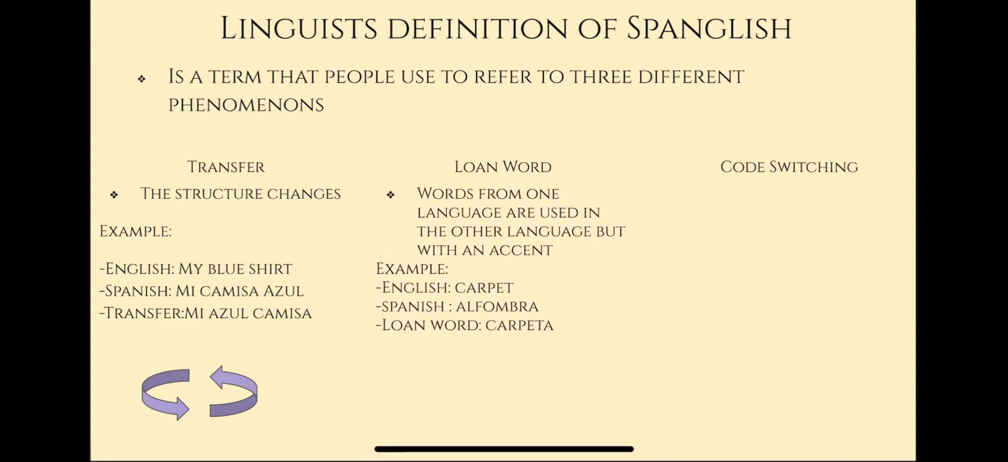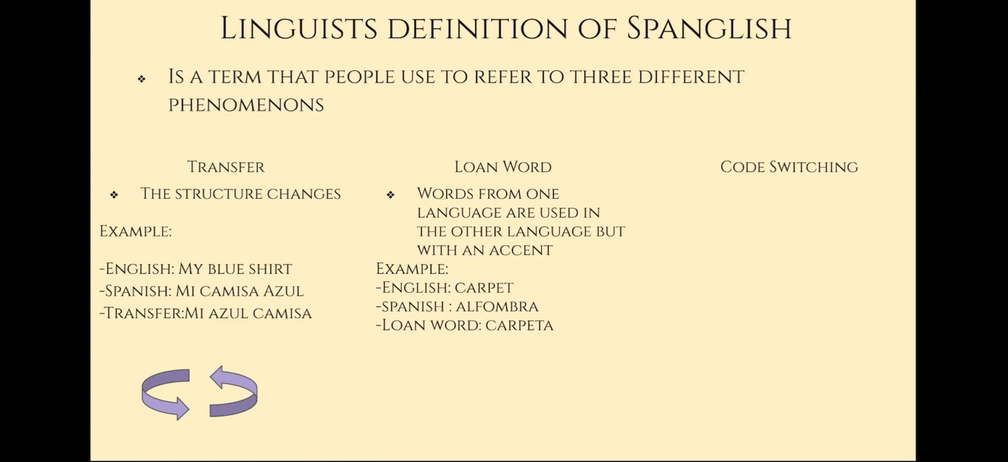Next, we have loan words, which are words borrowed from one language but spoken with an accent. For example, in English we say carpet, and in Spanish carpet is alfombra, but in Spanglish we use the loan word phenomenon and say carpeta with a Spanish accent.